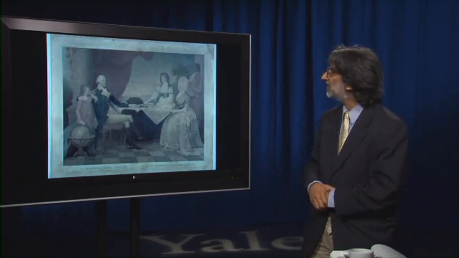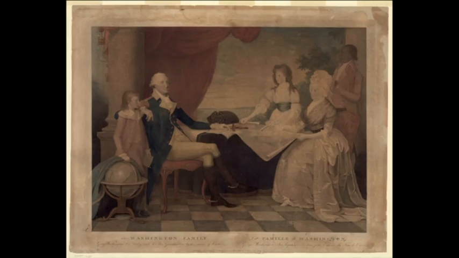So let's begin, and eventually we're going to talk a lot about this picture, which is a painting of the Washington family, a very famous painting, which will actually, I think, sum up a lot of the features of the founders' presidency. If you actually understand this picture, you understand a lot about the early presidency. Let's begin with the very word, president.